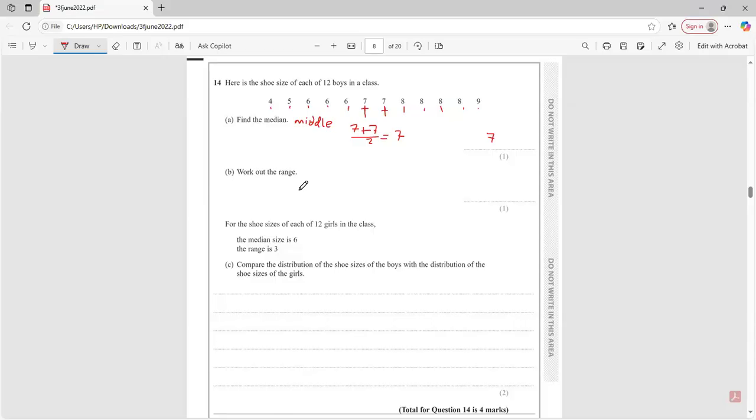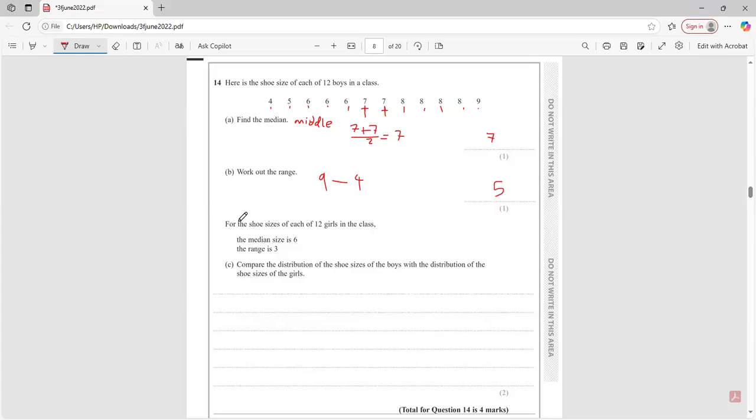Moving on, it says work out the range. I told you range is the difference between the highest number and the lowest number. So the highest number here is 9, I presume, and the lowest is 4. So 9 minus 4 is 5.